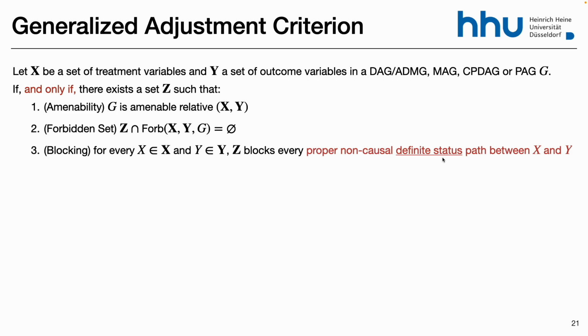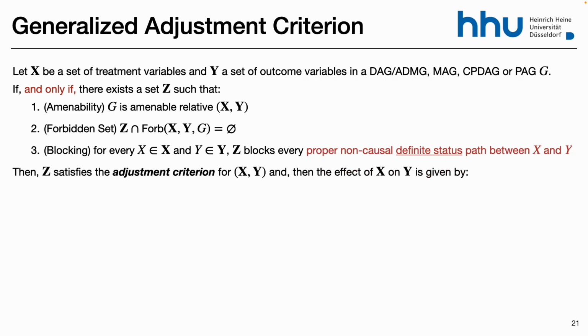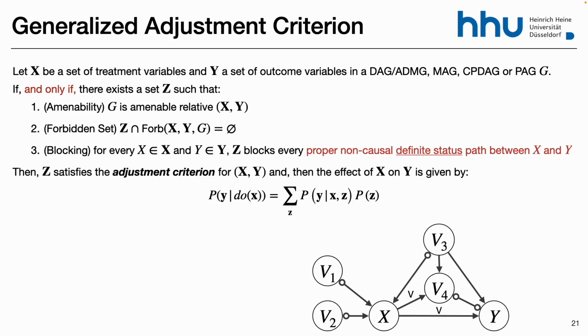You remember definite status? Every triplet in this path is either a definite collider or a definite non-collider. A definite collider is just a collider. For a definite non-collider, we have these conditions. You remember? Okay. So if this set Z exists and satisfies the adjustment criterion, then the effect is going to be the adjustment, as before.